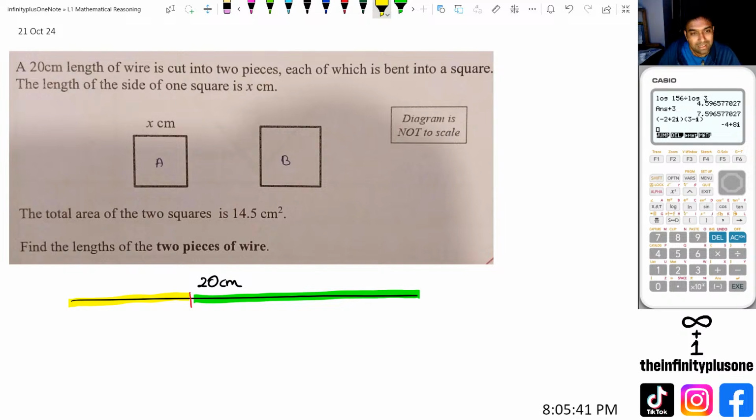Okay, so imagine taking this yellow piece of string, because I've cut it up into two pieces. I'm going to take the yellow string and I'm going to create a square with the yellow string.